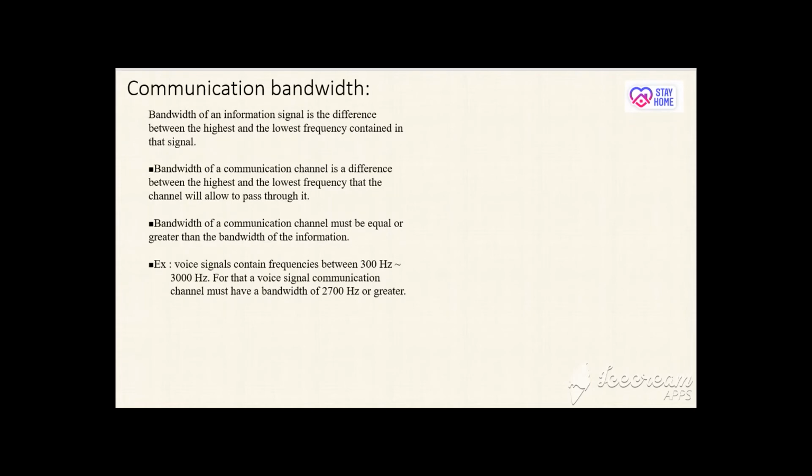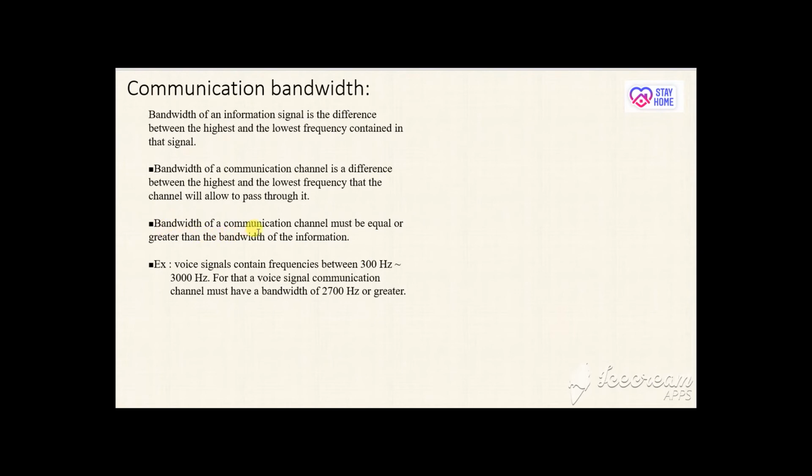Now we have communication bandwidth. Bandwidth of an internet and information signal is the difference between the highest and lowest frequency in that signal. So every signal has frequencies. Frequency, as we said, is half of it in the positive and half of it in the negative. So we have a highest value and a lowest value. So the bandwidth is just the difference between them.